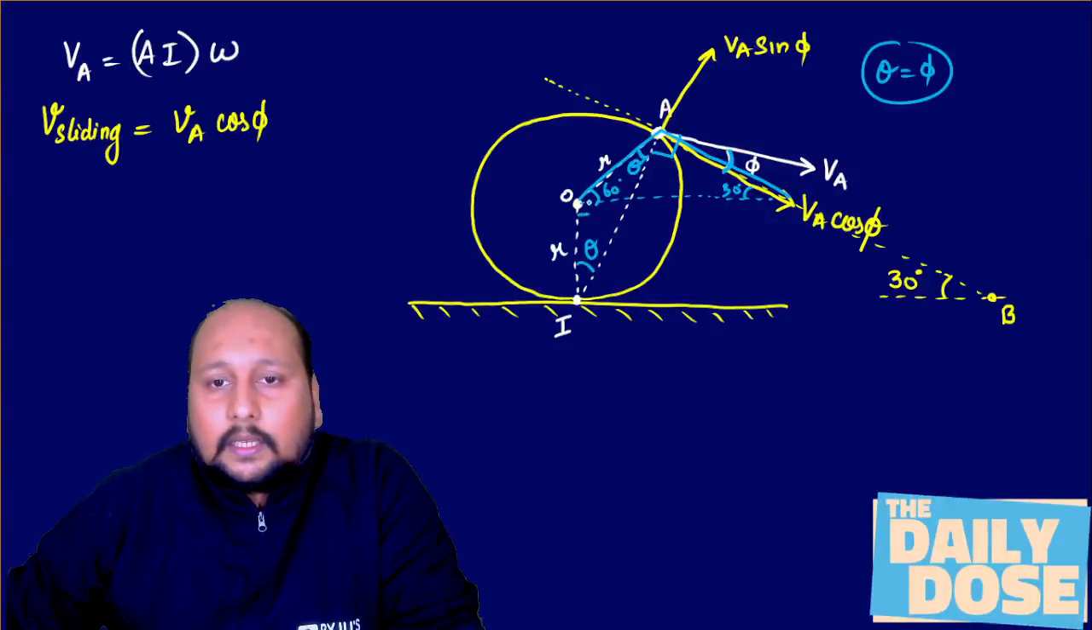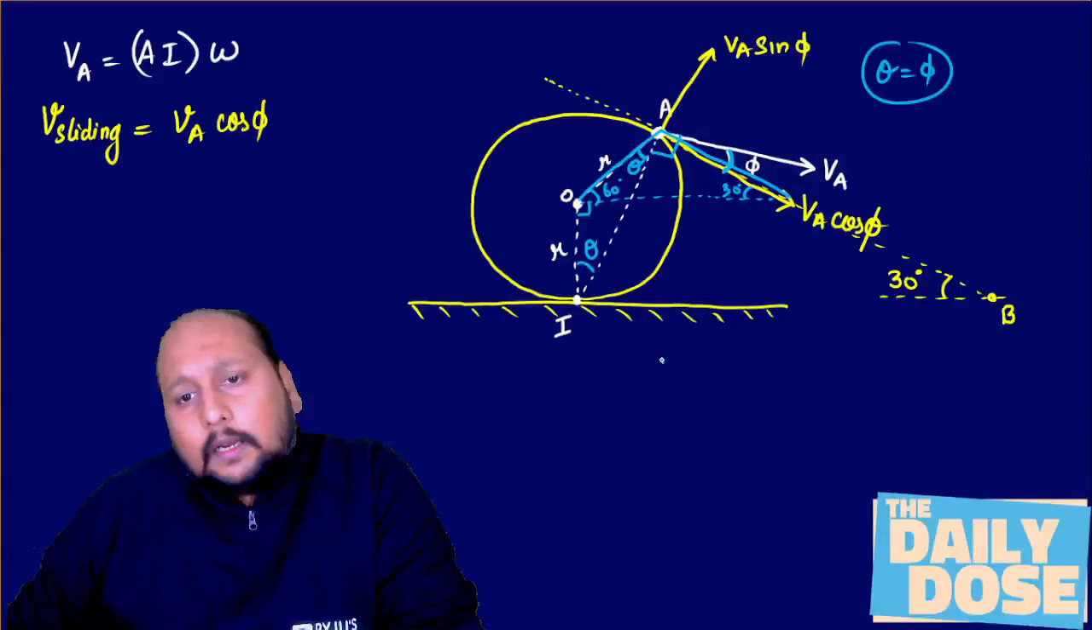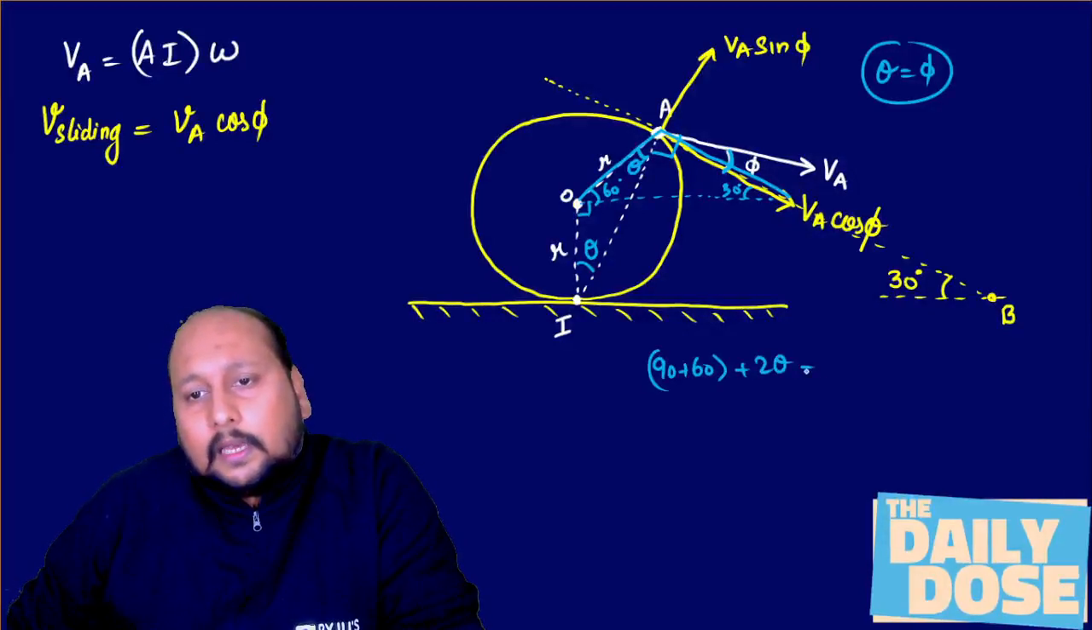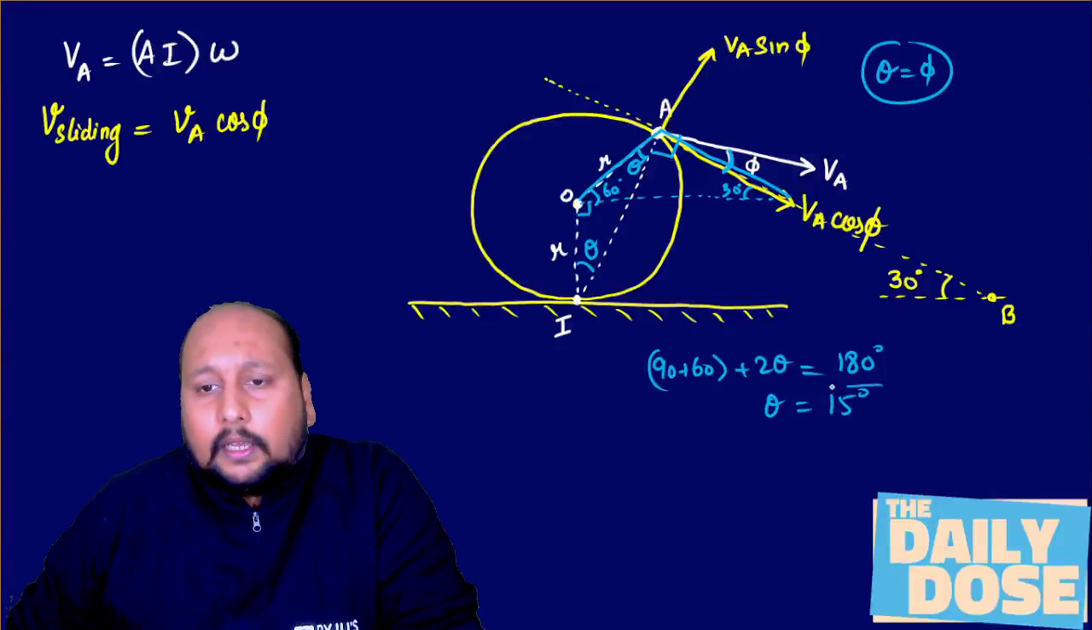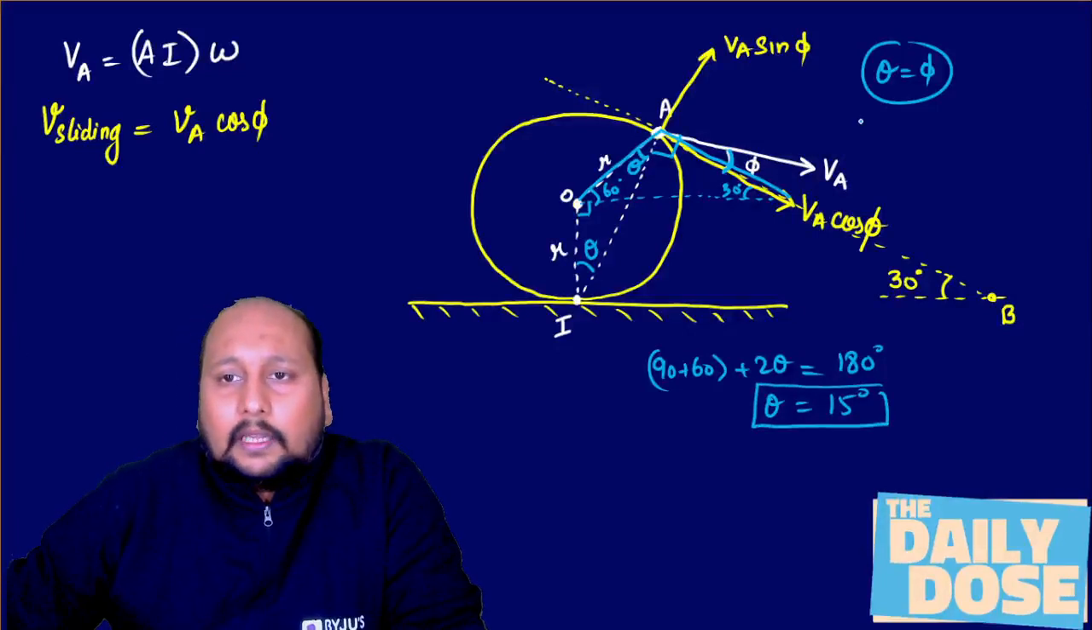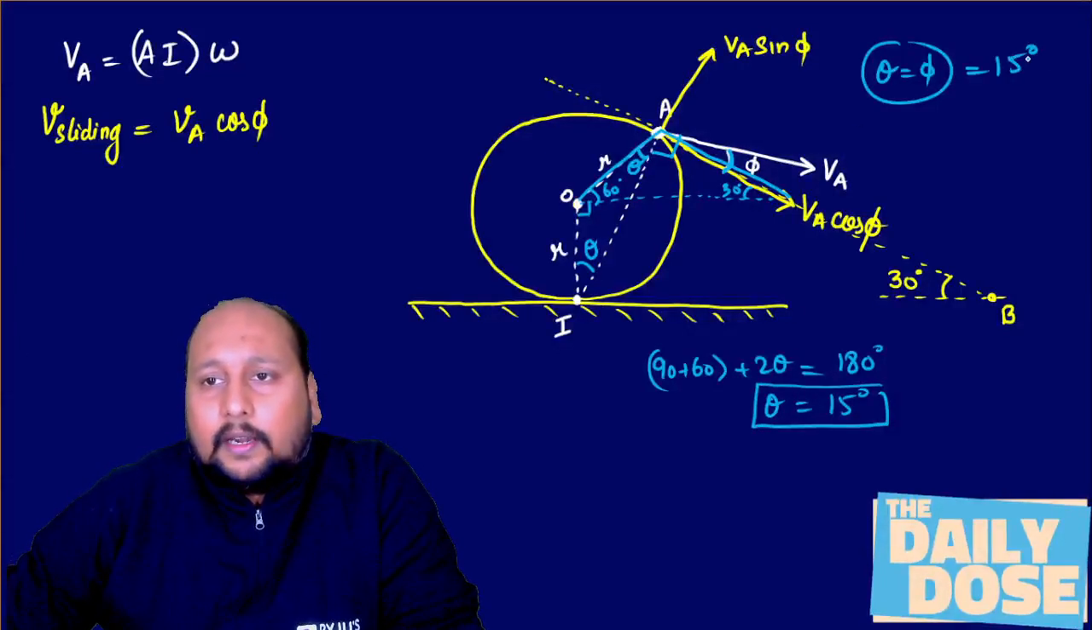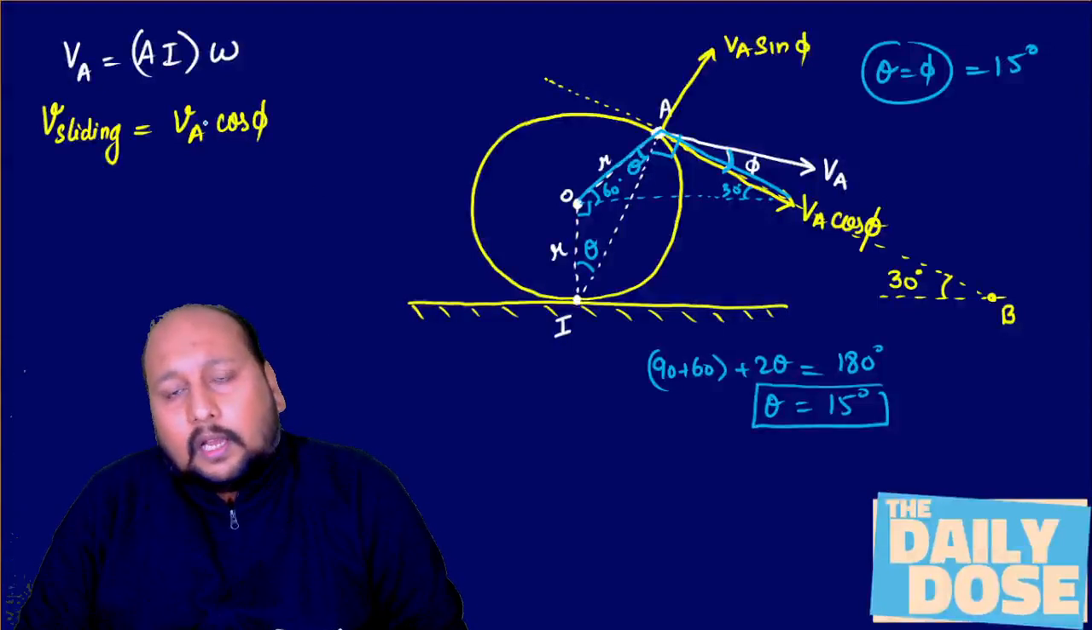If this is 60, this is 90. So we can say 90 plus 60 plus 2 theta is equal to 180 degrees. From here, I'm getting the theta value as 150 by 2 0 30, it is 15 degrees. So angle theta is equal to phi is equal to 15 degrees. So I got this first part, the phi value, I've calculated.